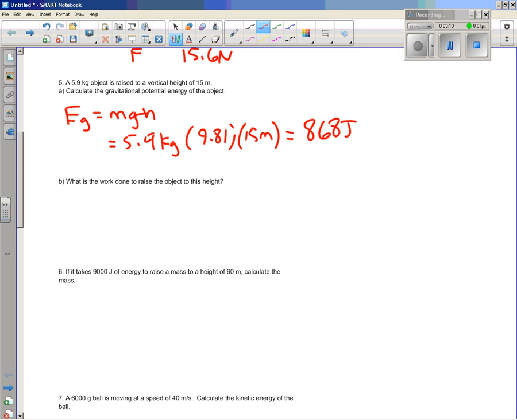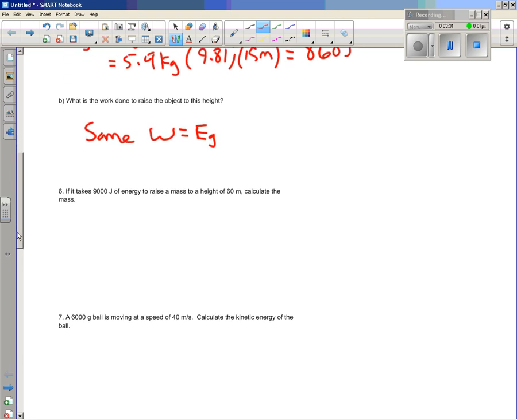What's the work done to raise an object to this height? Same thing. Because work is equal to, well, whatever type of energy you give the thing. If you sped the thing up, work would be equal to kinetic energy. And if you're lifting something up, then work is equal to the gravitational potential energy that you gave it.